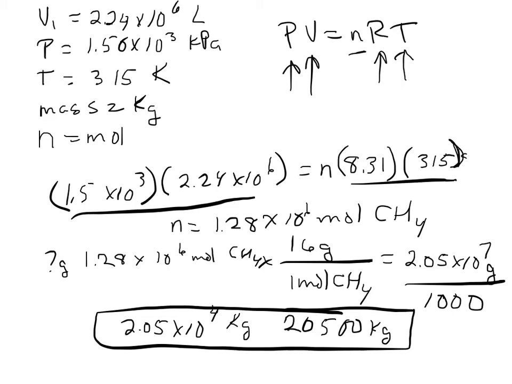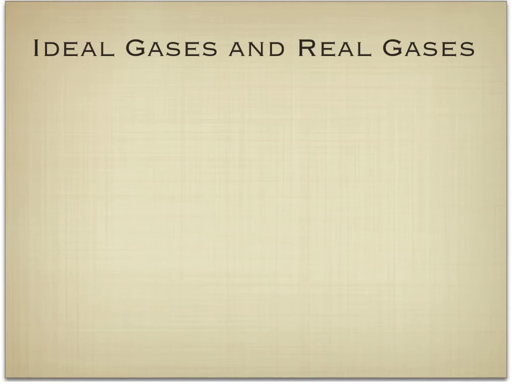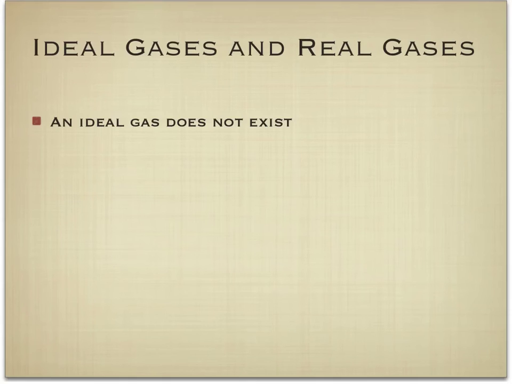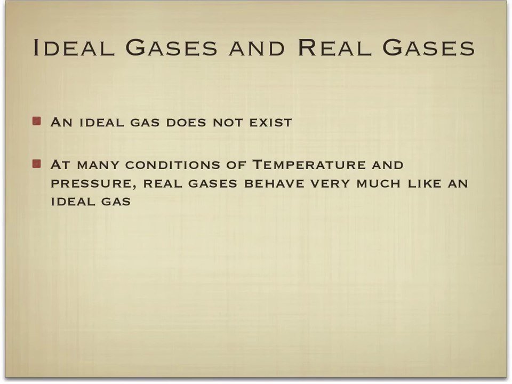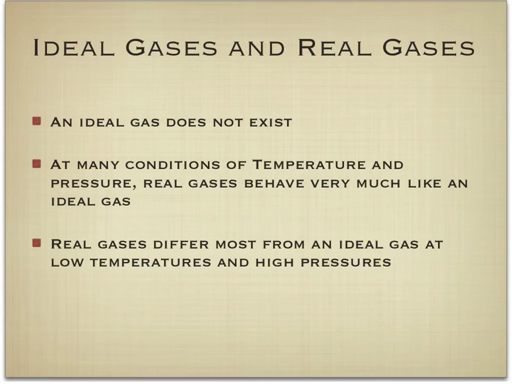Let's take a look at this one last graph here. Actually, there's a couple things to understand first. One, ideal gases don't really exist. No such thing. But this law allows us to do a lot of calculations, which is nice. At many conditions of temperature and pressure, these are pretty good. It's when you get to extreme ones, really high pressure, really low temperatures, that you have some issues. So at low temperatures and high pressures, the ideal gas law doesn't work well.